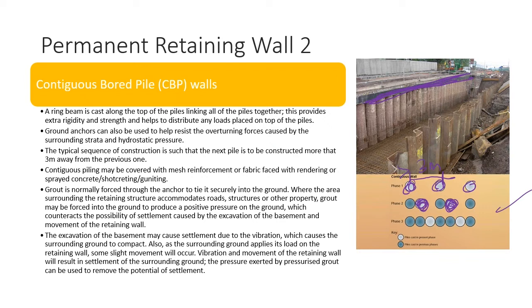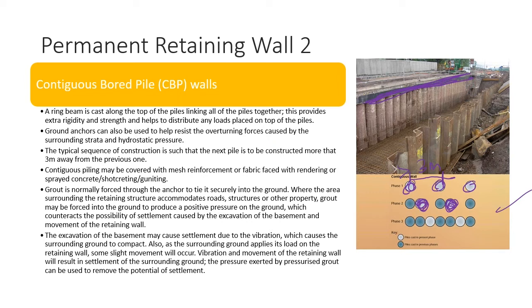Contiguous piling may be covered with mesh reinforcement or fabric, faced with rendering or sprayed concrete or shotcreting or guniting. CBP ni last kali kita akan shotcrete lah, as in the high pressure spray of concreting ataupun mortar. Ground anchors are normally forced in to tie it securely into the ground, while the area surrounding the retaining structure accommodates roots, structure or other property.